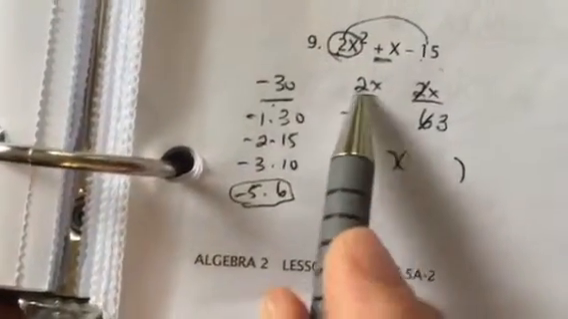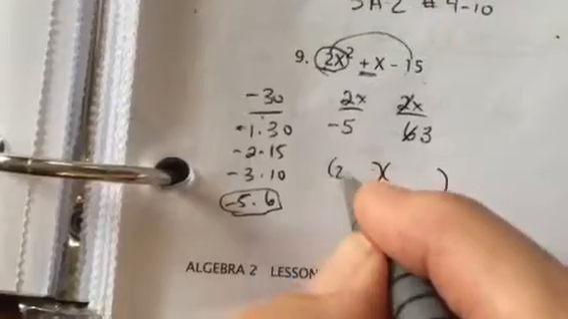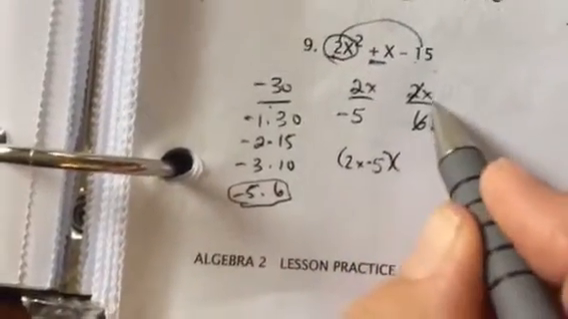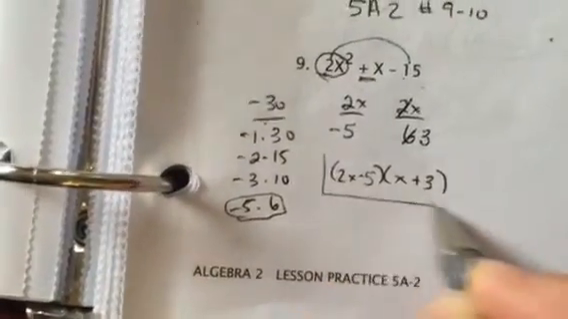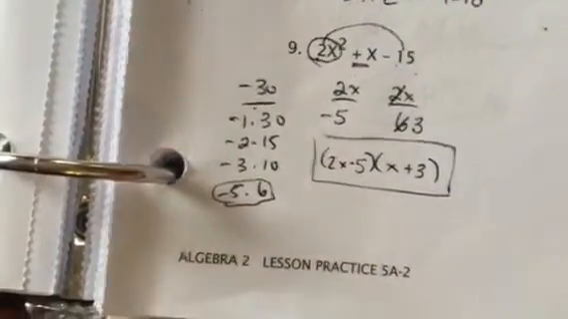In one parenthesis, you're going to have 2x minus 5. And in the other parenthesis, you're going to have an x, and that's a positive 3, so it would be plus 3. And there you go. That's factored. Okay, let's try another one.